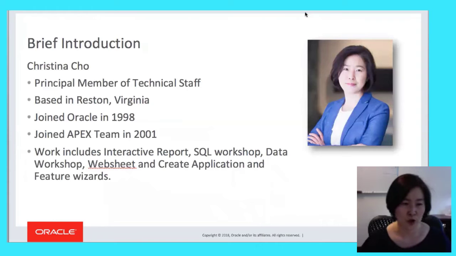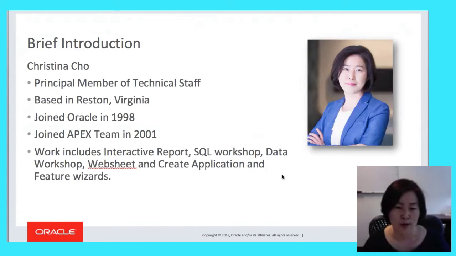Let me briefly introduce myself. My name is Christina Cho. I'm a principal member of technical staff within the Oracle Apex development team. I am based in Western Virginia. I joined Oracle about 20 years ago and joined the Oracle Apex development team 17 years ago. My main work within Apex includes interactive report, SQL workshop, data workshop, web sheet, and create application and feature wizards.